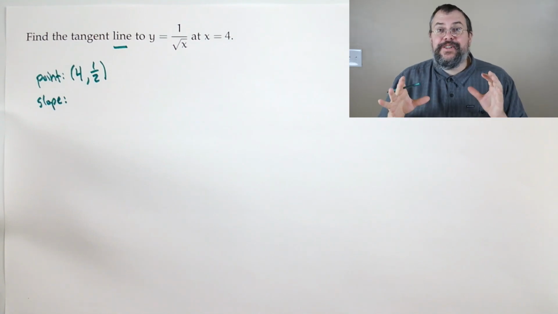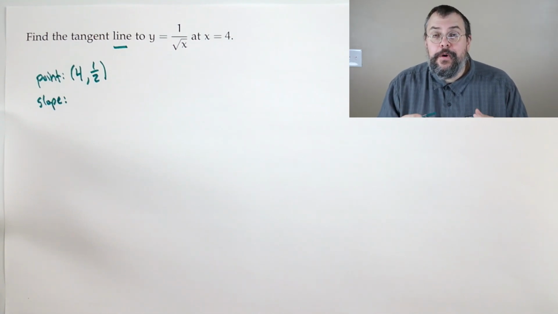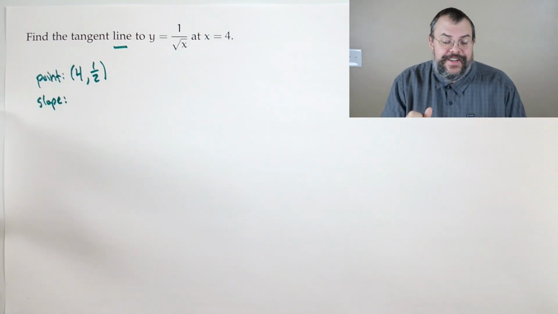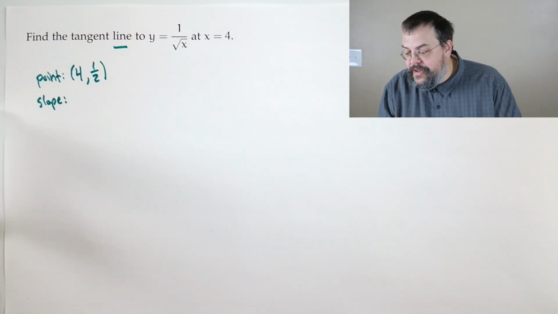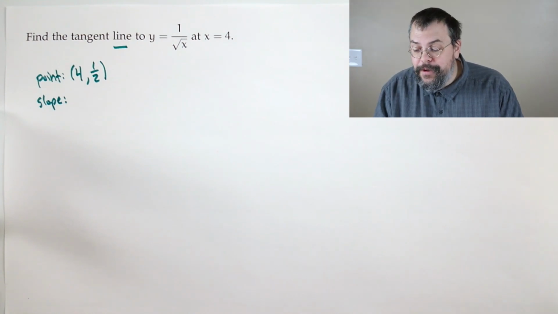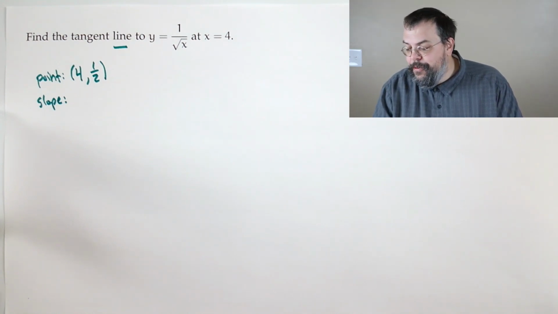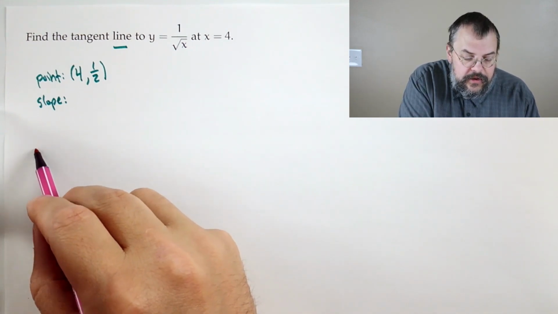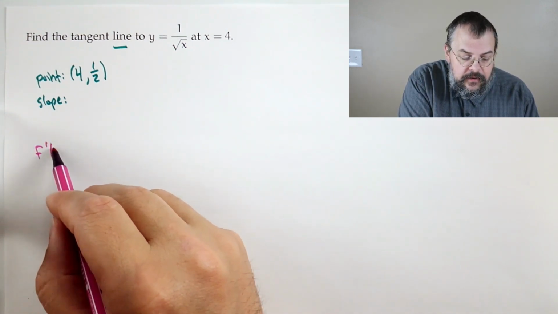Now let's talk about our slope. So the slope we'll get from the derivative. All right, let's do it. I suspect it might take us a little bit of work. That's all right. We don't mind a little bit of work. So the slope will be the derivative at 4.